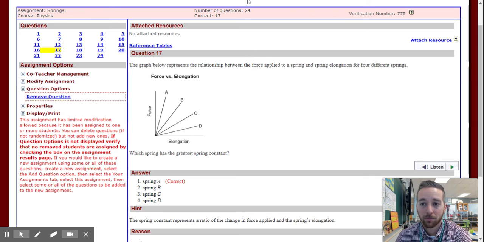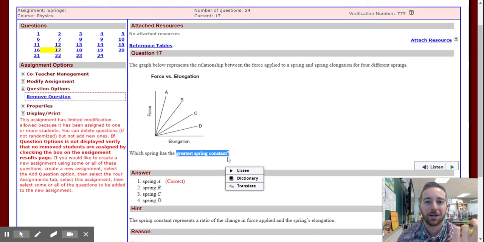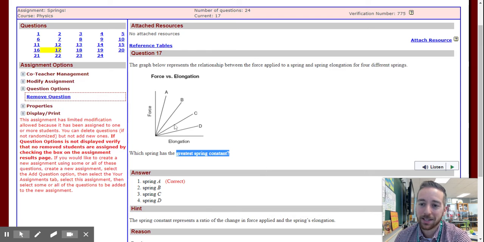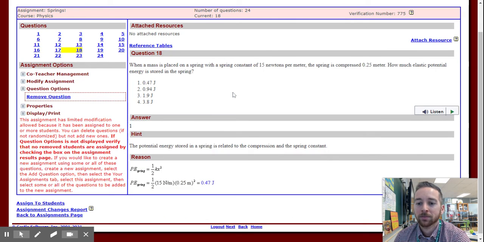I like this one. This has to do with your lab. This is your Hooke's Law lab. You had to make the slope and identify what it means. So you should know that the slope is the spring constant. So the one with the greatest slope is the steepest one. So it's A, and again, that's just like the lab you did, made a graph.